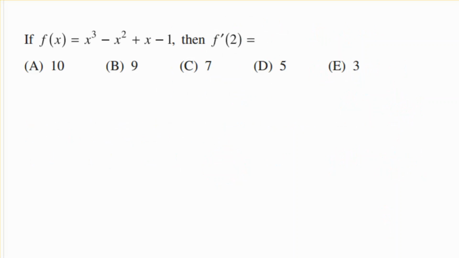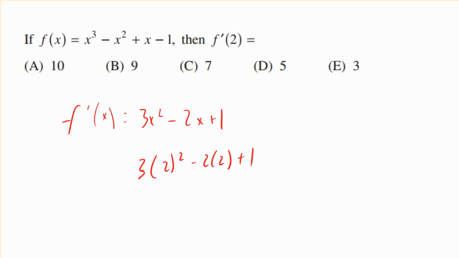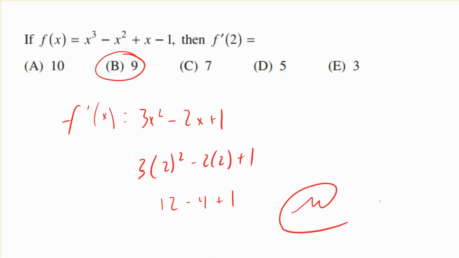All right, and finally, if f of x equals x cubed minus x squared plus x minus 1, then f prime of 2 is, we've got a nice little, do you know how to use the power rule? F prime of x is 3x squared minus 2x plus 1. Put a 2 in, and 12 minus 4 plus 1 should give me 9. All right.